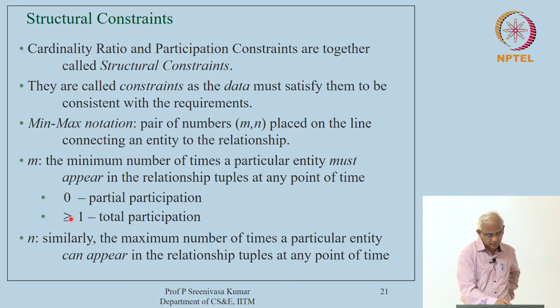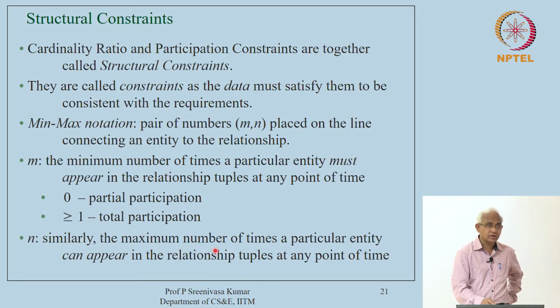So, it should be greater than or equal to 1 for total participation. Similarly, the n is the maximum number of times a particular entity can appear in the relation. So, this is what we have done in cardinality ratio, while talking about cardinality ratio. What is the max, right, we talked about that. So, at any point of time it can.